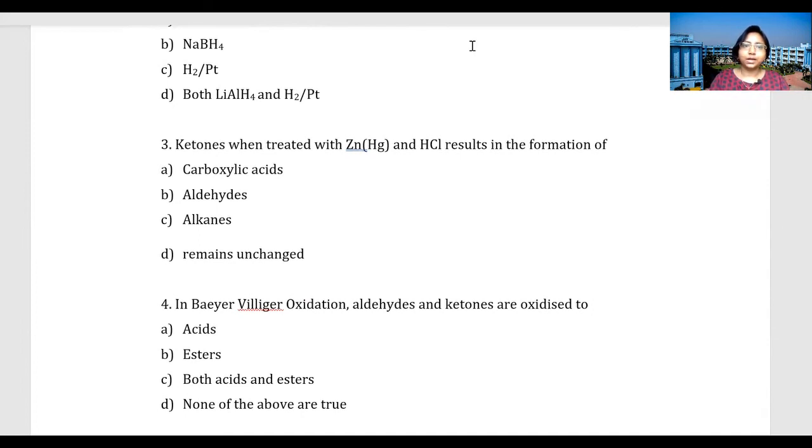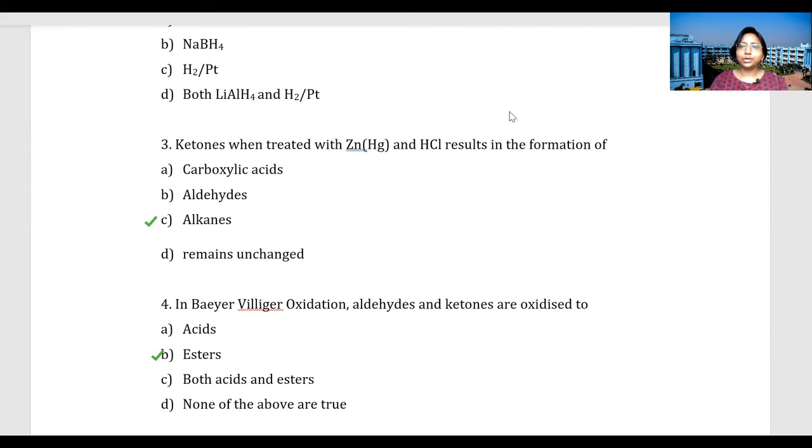that is alkane. Next, in Baeyer-Villiger oxidation, aldehydes and ketones are oxidized to acids, or esters, or both acids and esters, or none of the above are true. So here you can remember that it is ester. Okay, so you can answer all these MCQ questions.